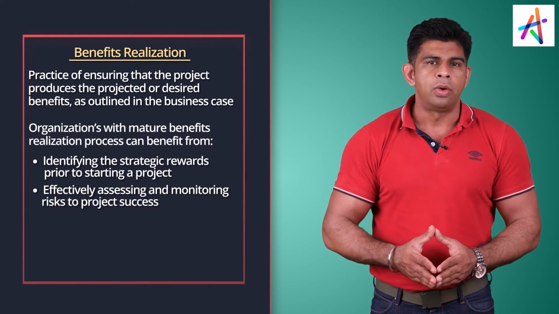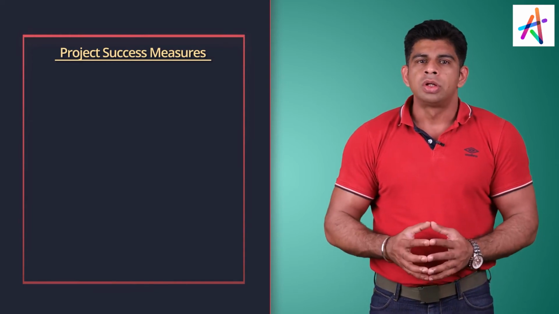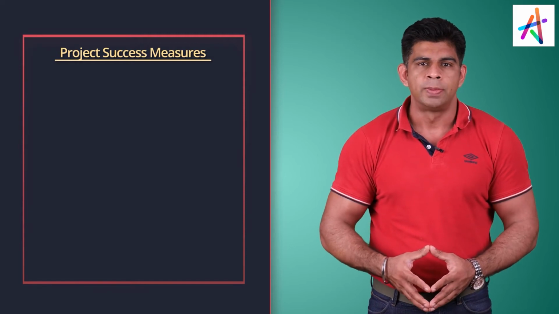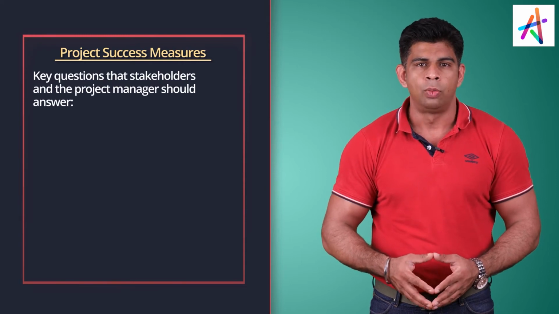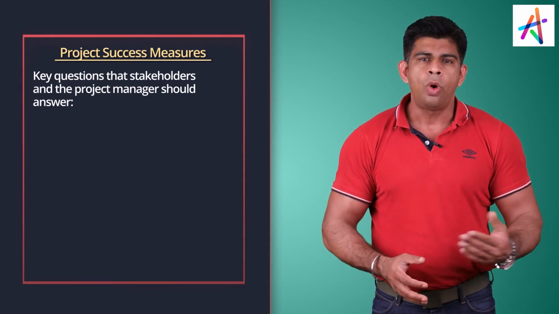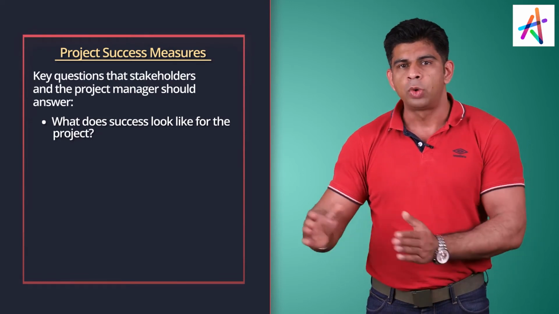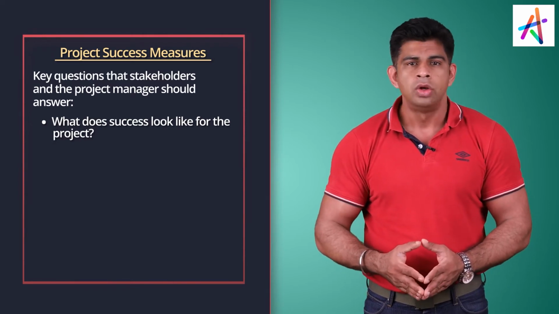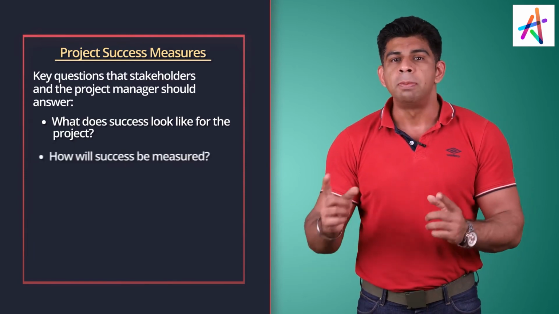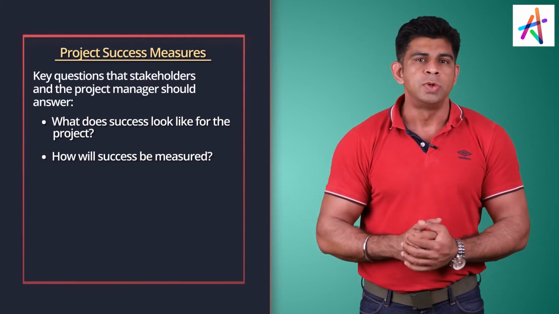Next that we're going to cover now is the project success measures. Success measure is all about, can we say the project is successful or not? So this is the key question that stakeholders and project managers should answer. What does the project success look like for the project? How can we say if the project was successful or not? Better it is if it is quantifiable. Then there is no subjectivity. How will success be measured, right? If it's quantifiable, it is measurable, and it's non-disputable.